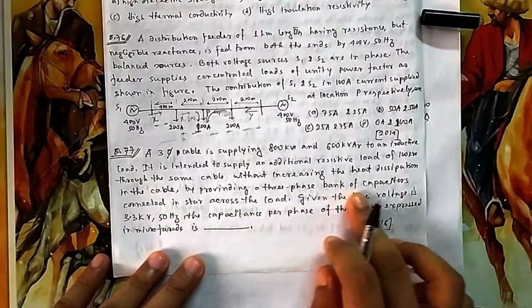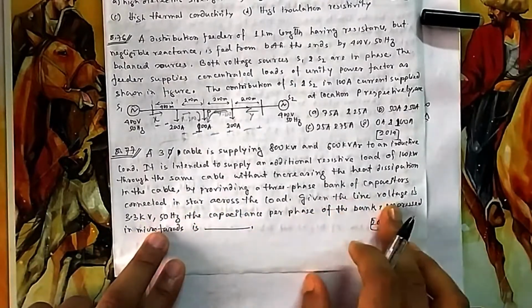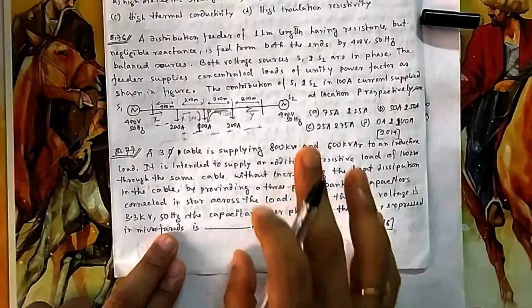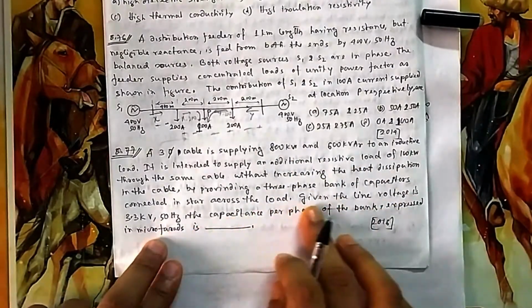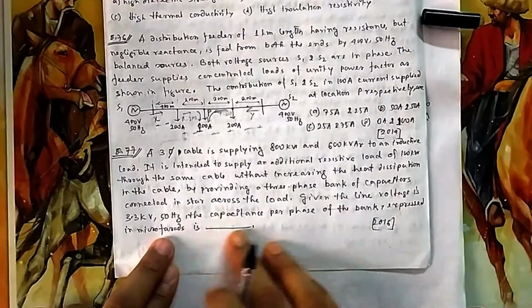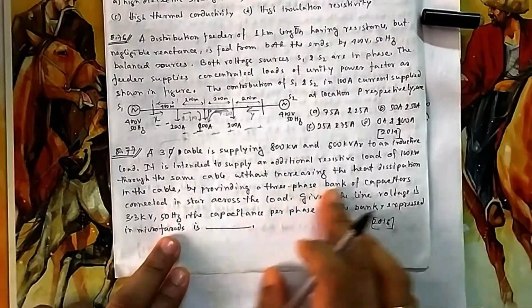By providing the 3-phase bank of capacitors connected star across the load, given that the line voltage is this, how will you provide this? By giving capacitive support. Given that the line voltage is this, the capacitance per phase of the bank is to be expressed. So you have to think of the 3-phase capacitor bank also connected in star.